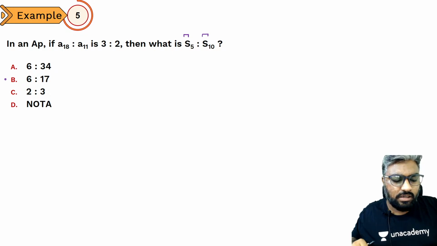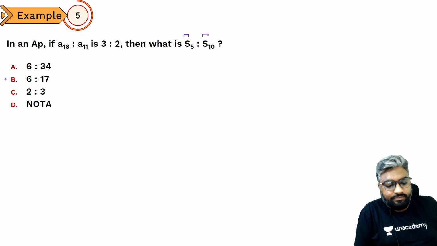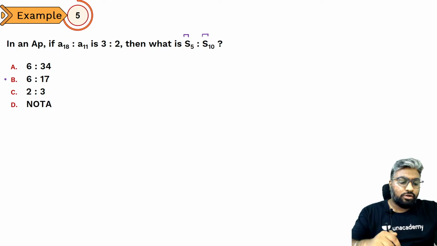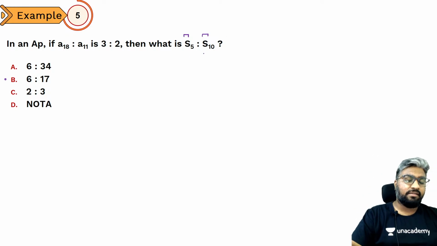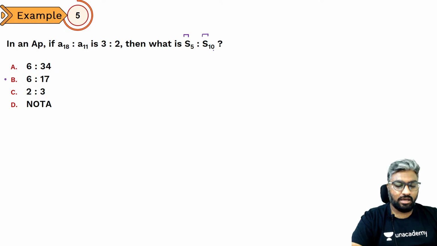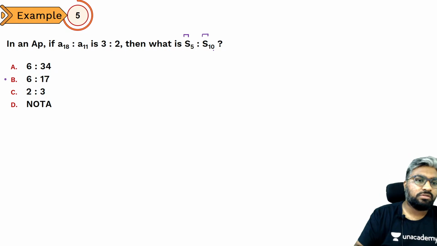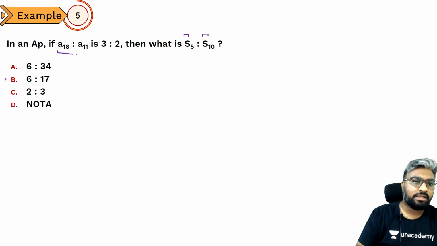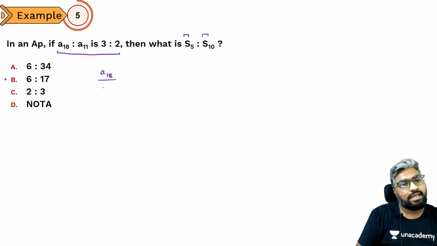Yes. So what is happening here? We want to find out the sum of first 5 terms S5 and sum of first 10 terms, है ना? Sum ढूंढना है हमें, for which we will need the first term, we will need the common difference D, है कि नहीं guys? So what we'll do, we'll start with this. इससे चालू करते हैं कि 18th term by 11th term is equal to 3:2.